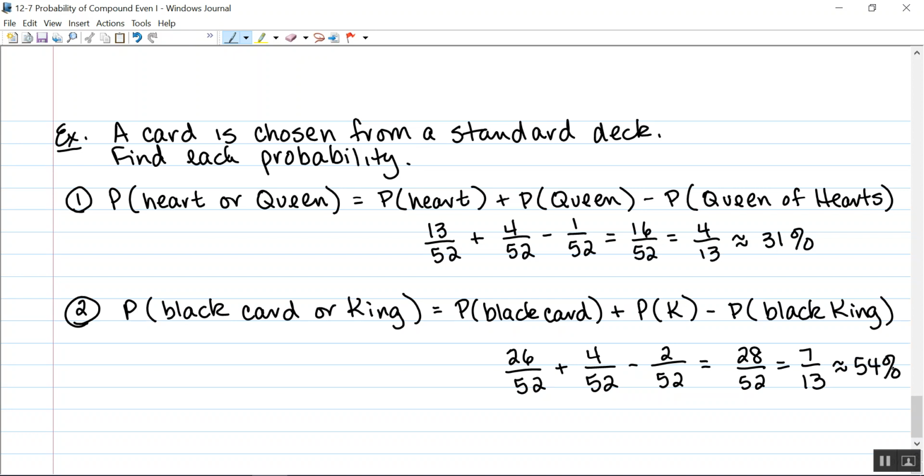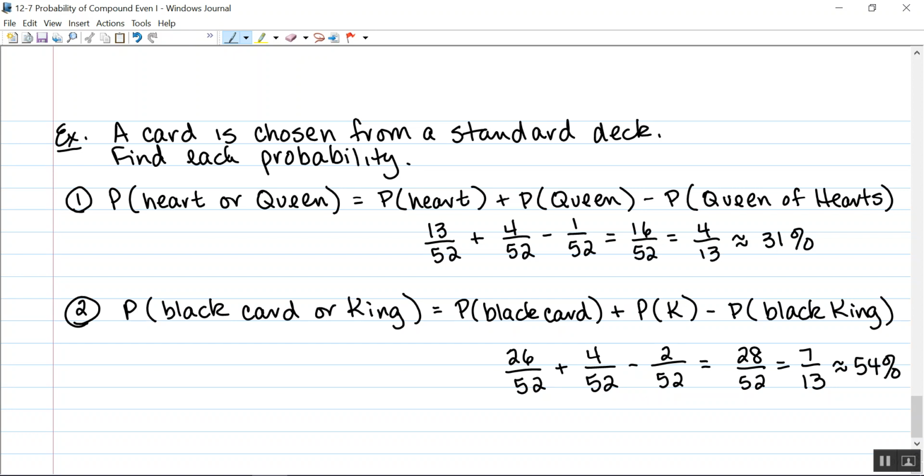And again, when I'm counting all of my black cards here, there's a king of spades and a king of clubs in there. When I'm counting my kings here, I have a king of spades and a king of clubs, and I can't count them in both places. So that's why I have to subtract 2 black kings from this.